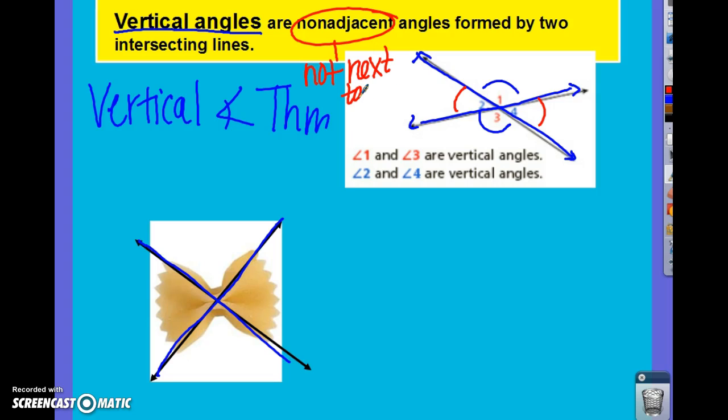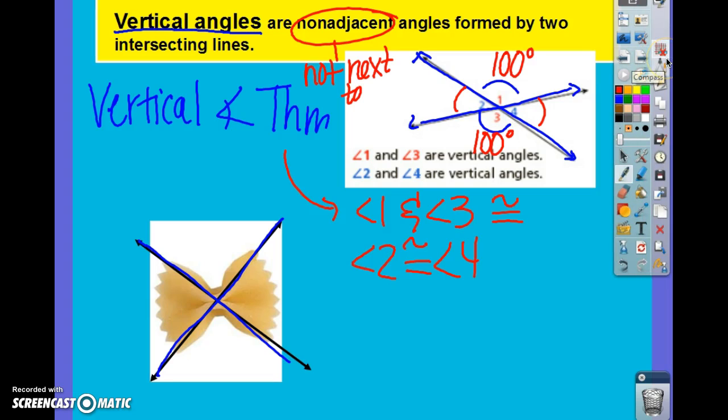What the vertical angle theorem tells us is not only are these vertical angles, but angle 1 and angle 3 are congruent. And angle 2 is congruent to angle 4. And let's remember that if we have two angles that are congruent, their measures are equal. So if I tell you that the measure of angle 1 is 100 degrees, because angle 1 is congruent to angle 3, angle 3 also has a measure of 100 degrees.